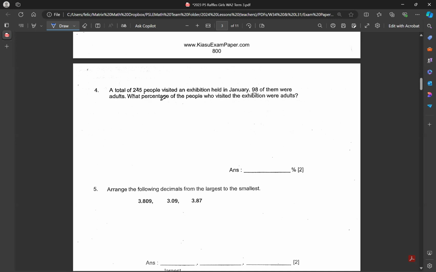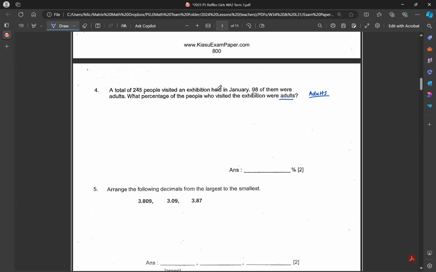Imagine this word is replaced with the word fraction. What fraction of the people were adults? When you keep your focus on fraction, then once you create the right fraction, you can easily convert to percent by multiplying by 100. So in our fraction, the keyword adults definitely goes to the numerator.